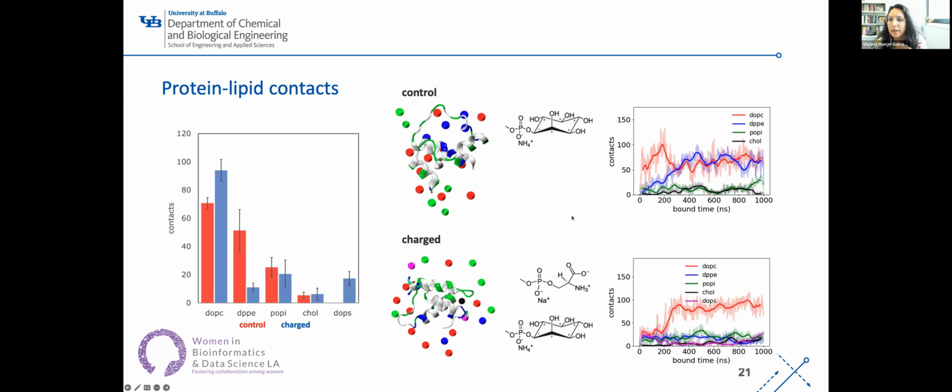We find that the control model seems to be a bit more fluid, in the sense that it allows one of the lipid species to be recruited to where the protein is bound. In this case, it turned out to be the PE lipid. The charge membrane actually maintains its composition. It seems to be a bit more rigid. The lipids are not really moving. They are not being further recruited to where the protein is bound.